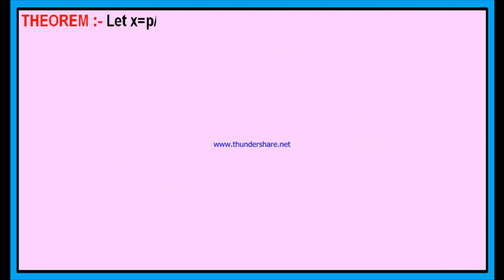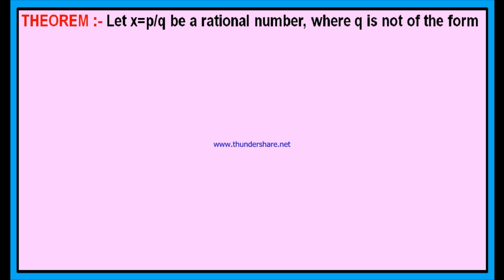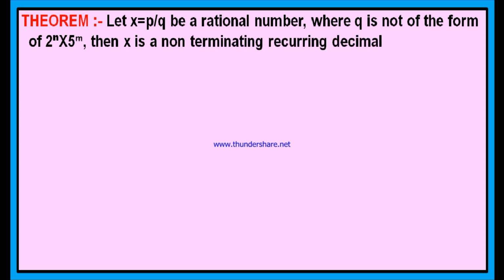Here is the next theorem. Let x is equal to p by q be a rational number where q is not of the form of 2 power n into 5 power m, then x is a non-terminating recurring decimal. I shall repeat. Let x is equal to p by q be a rational number where q is not of the form of 2 power n into 5 power m, then x is a non-terminating recurring decimal.